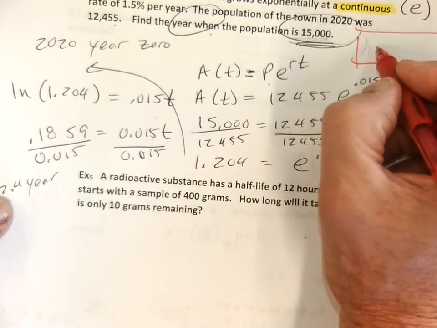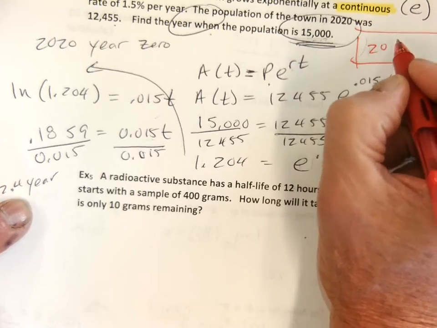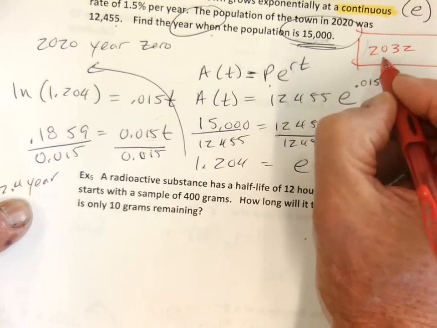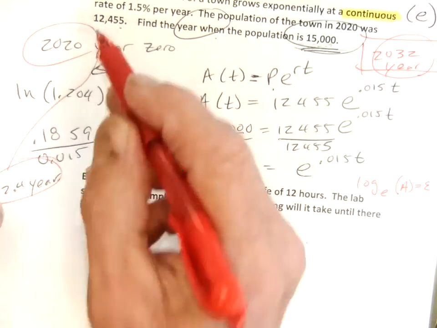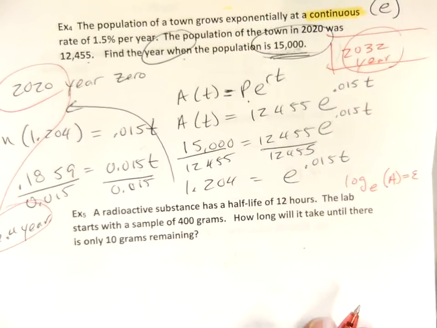So it's about 2032 would be the year, okay? Because we've got 12.4 plus 2020, which gives me about 2032.